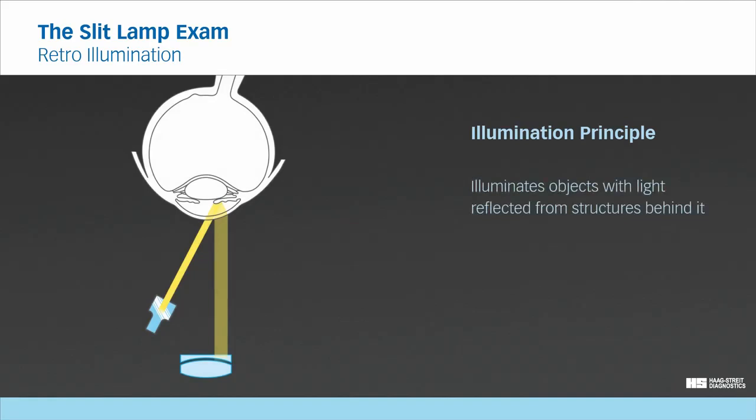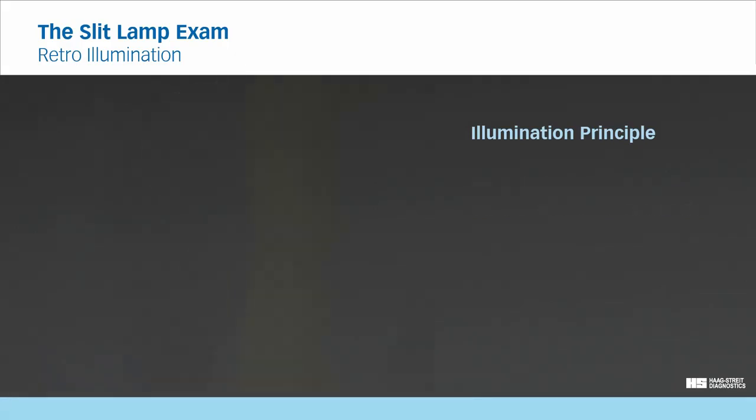Retroillumination is a technique which illuminates the observed object with light reflected from the structures behind it. This illumination technique can be divided into direct and indirect retroillumination. With direct retroillumination, the observed area is directly illuminated from behind. With indirect retroillumination, the observed area lies adjacent to the area that is directly illuminated from behind.